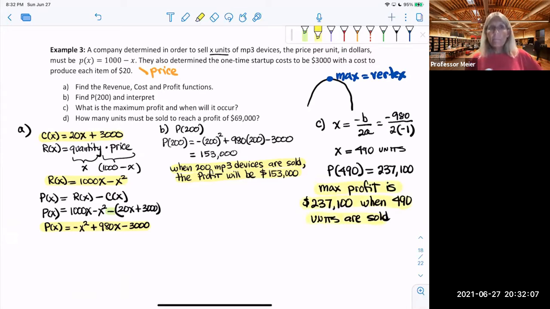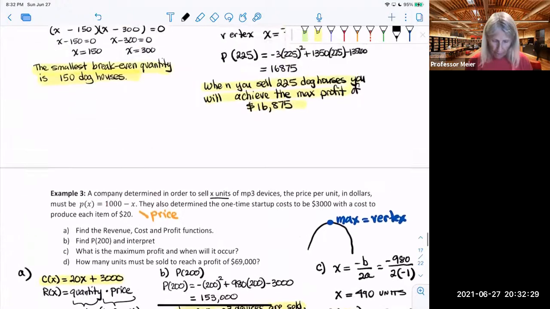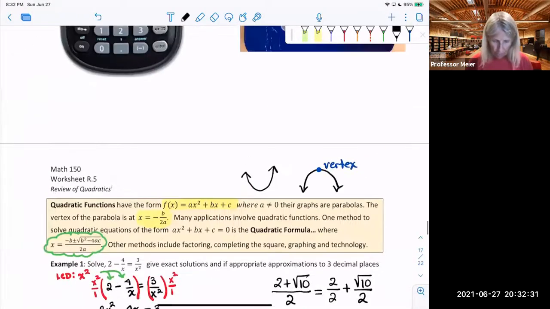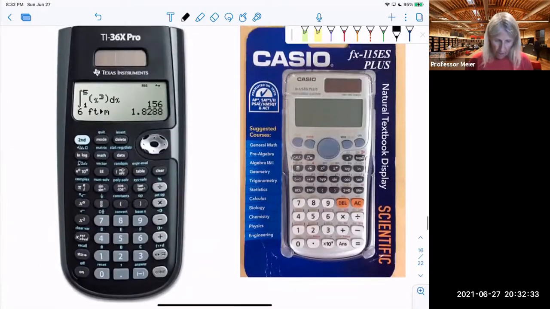Okay, part D. I am going to show you how your calculator can do the quadratic formula for you. We don't always want to go through all the steps of the quadratic formula; many times I want to speed it up. There are two scientific calculators that I recommended, and they do this. The one I prefer is the TI-36X Pro.